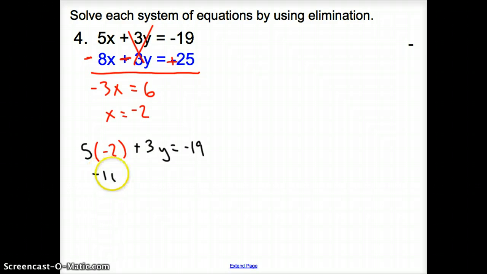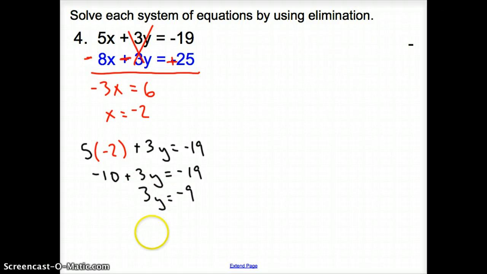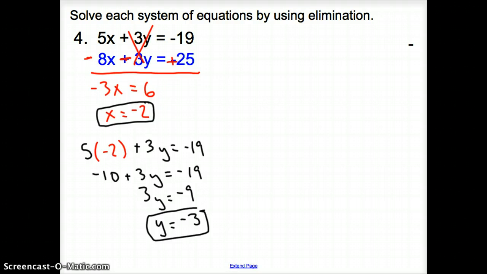Solving for y, we get negative 10 plus 3y equals negative 19. 3y equals a negative 9, and y equals a negative 3. So we found both solutions. X equals negative 2, y equals negative 3. And please remember, ladies and gentlemen, when you subtract, change all the signs. Change all the signs, positive to negative, negative to positive when you subtract.